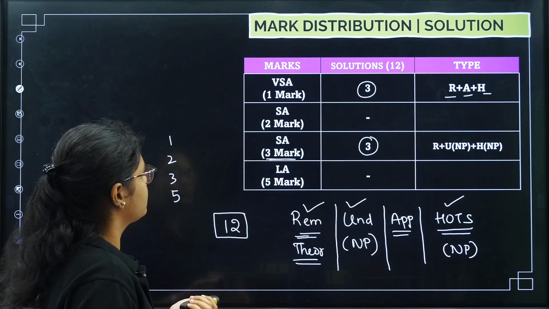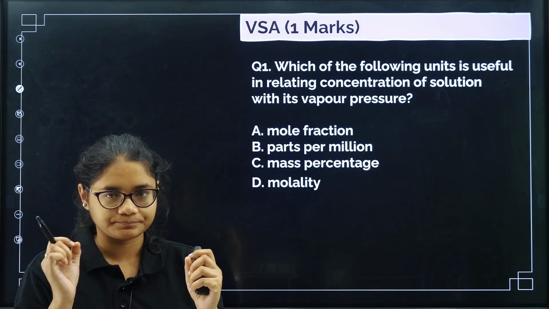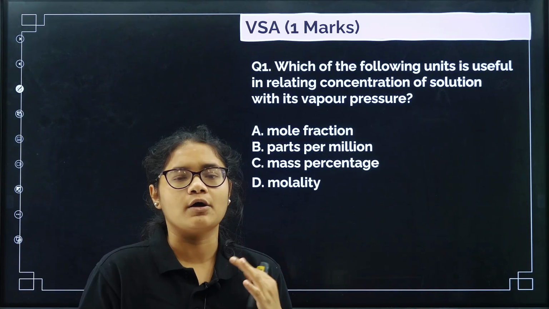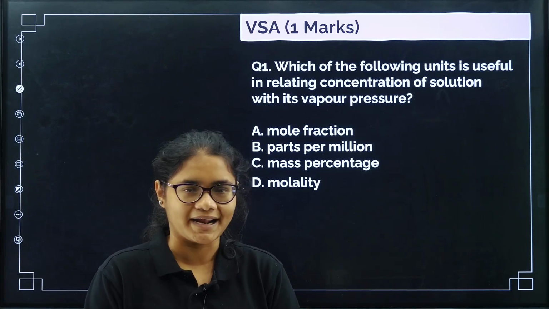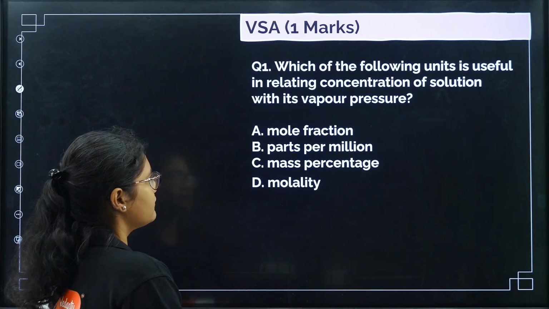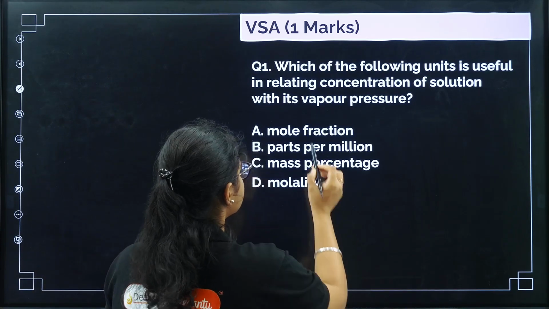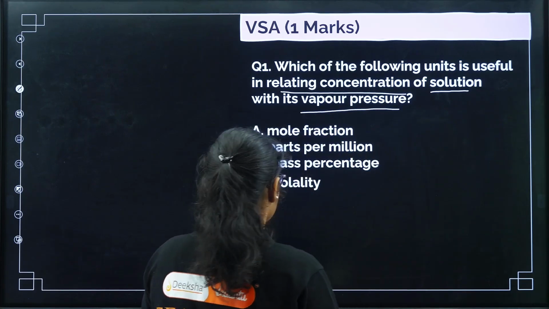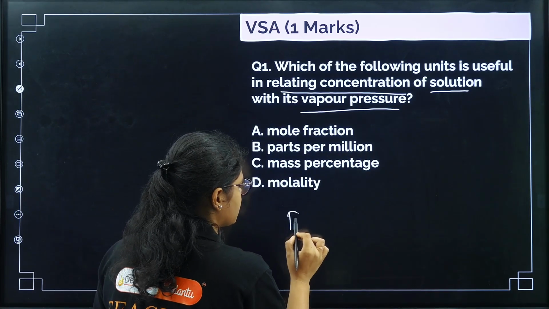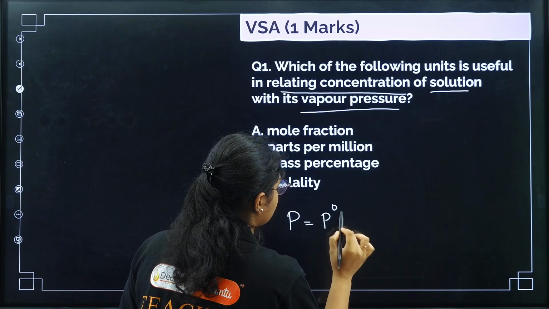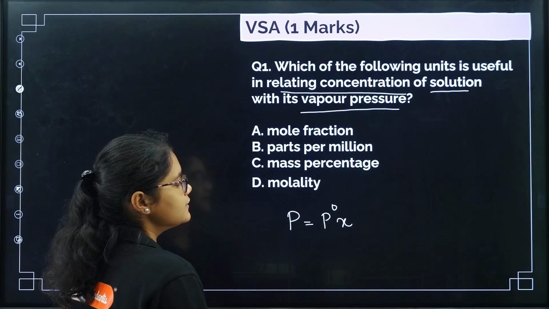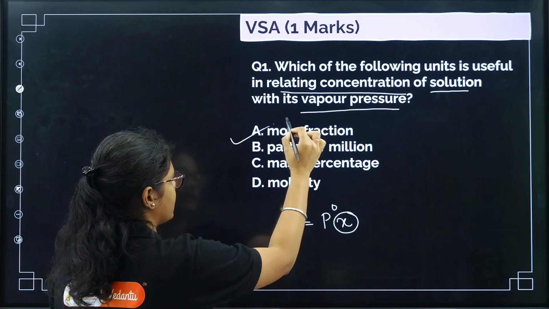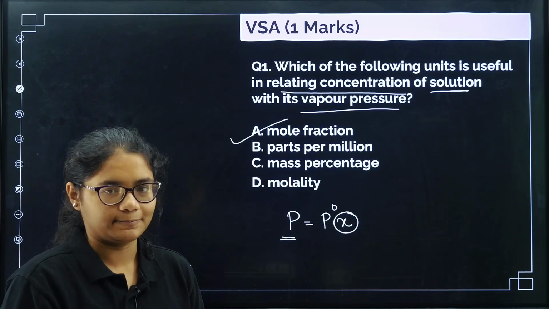So now let us go to the first one. We'll be doing the very short answer, that is the 1-marker question. I have taken around 10 to 15 MCQs for your practice. So now let us see: which of the following units is useful in relating the concentration of solution with its vapor pressure? If you remember, partial pressure is equal to P naught into mole fraction, right? So mole fraction is the one which relates with the vapor pressure. So the correct answer is option number A.